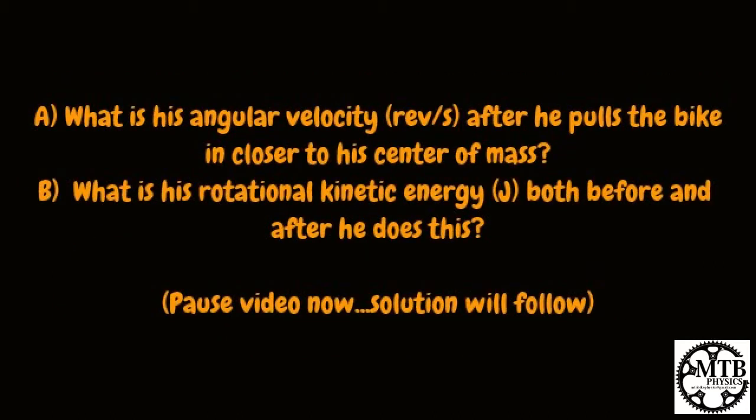This problem has two parts. Part A, what is his angular velocity in revolutions per second after he pulls the bike in closer to his center of mass? And part B, what is his rotational kinetic energy in joules both before and after he does this? Pause the video now, solve the problem, solution will follow.